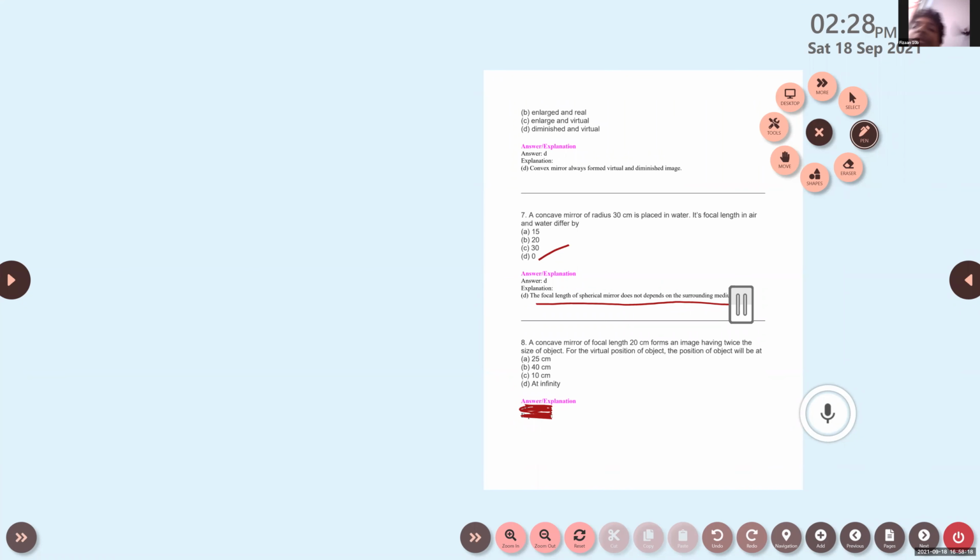Ma'am, the concave mirror of focal length, only the focal length is given in the question. A concave mirror of focal length 20 centimeter forms an image having twice the size of the object. For the virtual position of the object, the position of object will be at 25 centimeter, 40 centimeter, 10 centimeter, or at infinity.